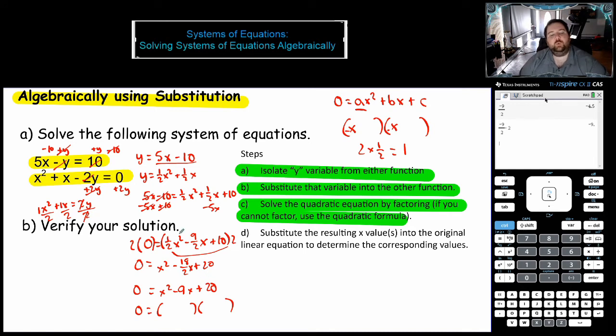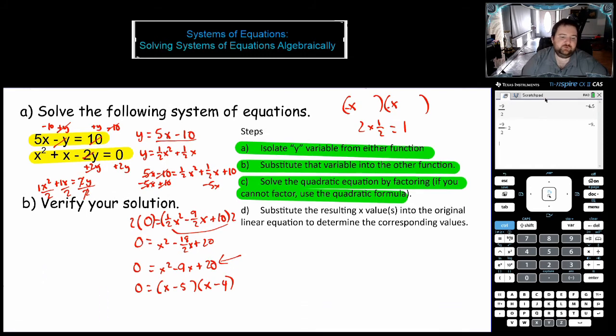Knowing how to work with these to get it into this form is extremely helpful because now I can just factor. 5 times 4 equals 20. 5 plus 4 equals 9. So I know the numbers are going to be 5 and 4. And it's x minus 5 and then x minus 4. So x squared minus 4x minus 5x gives me the minus 9x. And negative 5 times negative 4 gives me the positive 20.